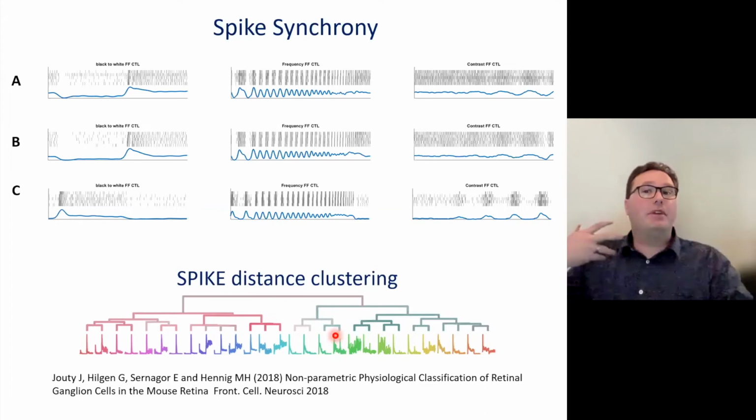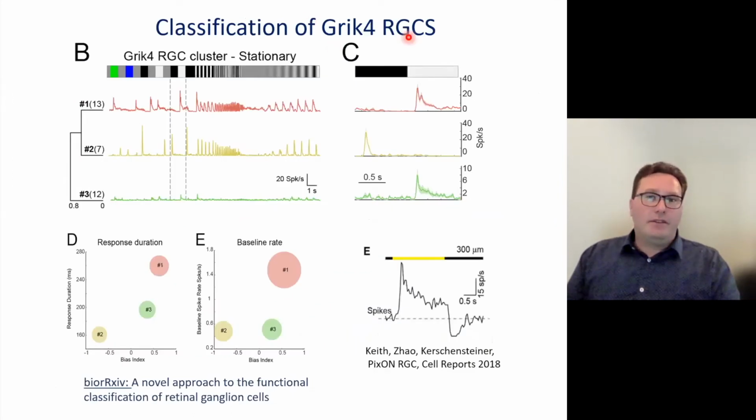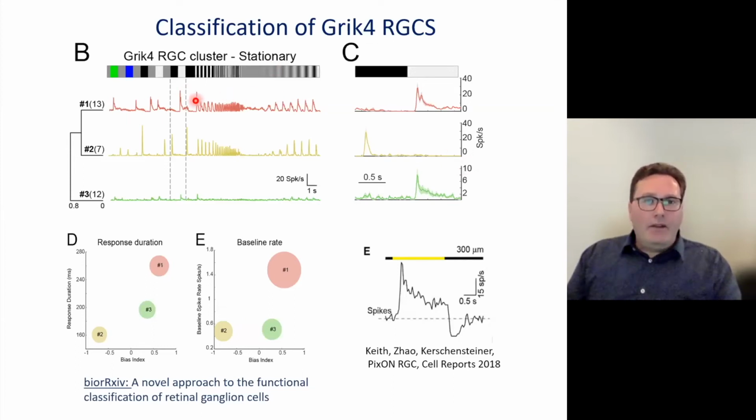Then you come up with a lot of response clusters where cells spike in the same way. As I said, I'm only showing here the Grik4 results. So this is from the stationary cells. I divided into stationary and non-stationary. Non-stationary is everything that prefers motion or objects. Stationary is just if you have a global stimulus. And we found three response clusters in here.